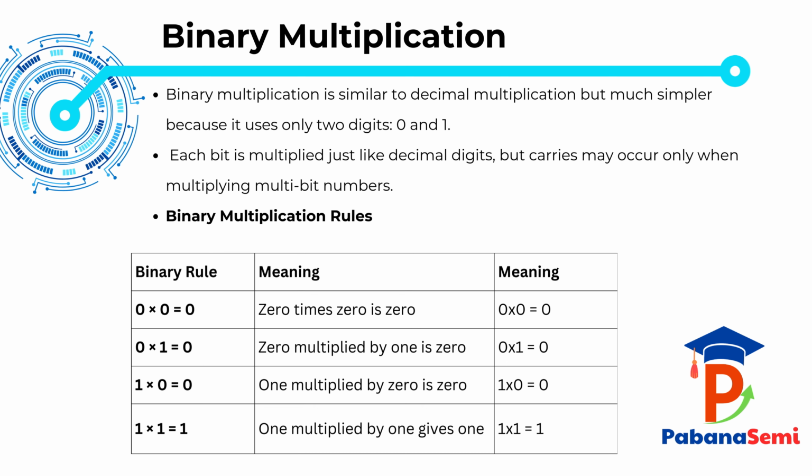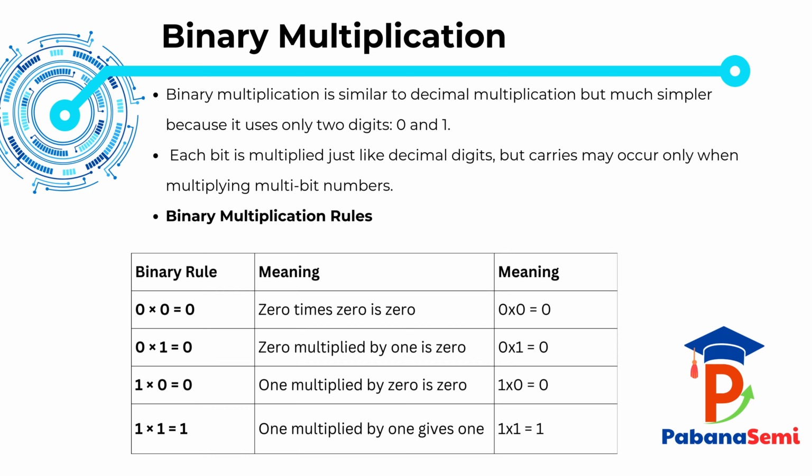So the golden rule is simple. If either bit is 0, the output is 0. Only when both bits are 1 does the result become 1. Think of it exactly like an AND gate. 1 and 1 gives 1. Otherwise, the result is always 0.